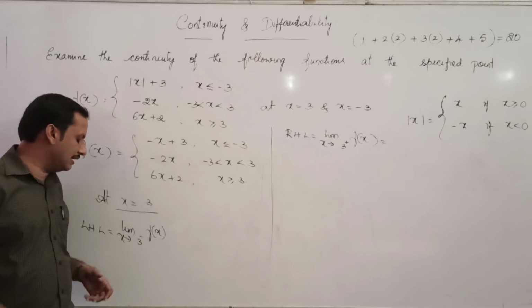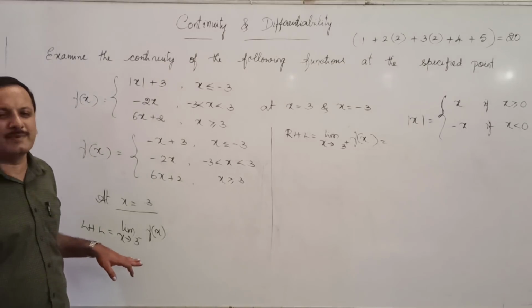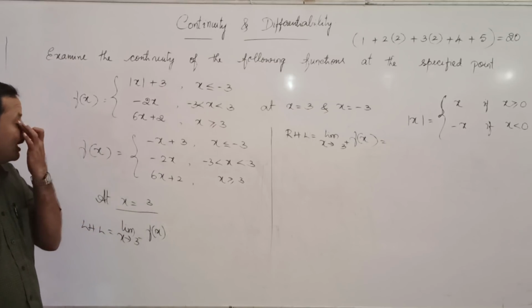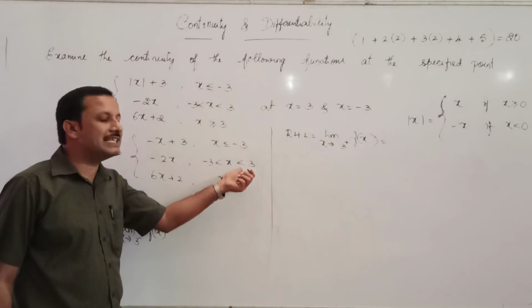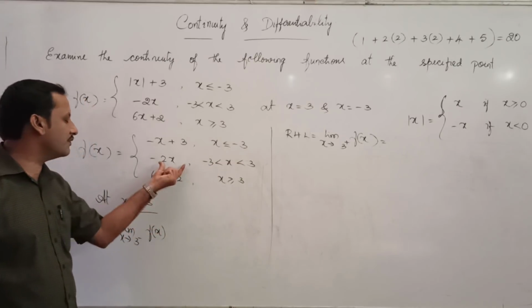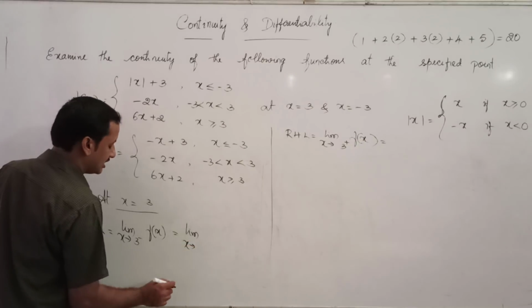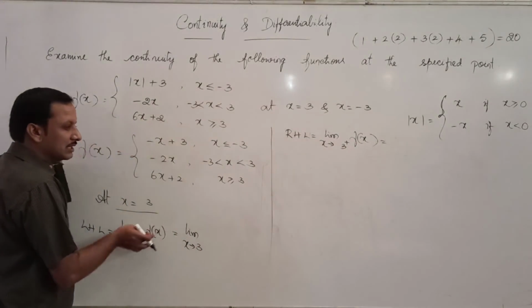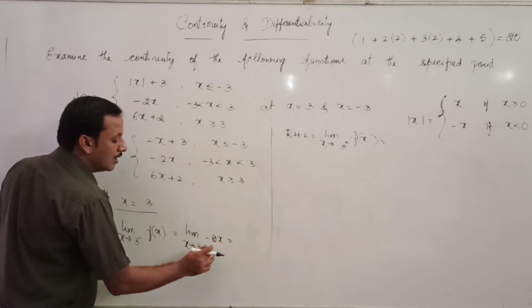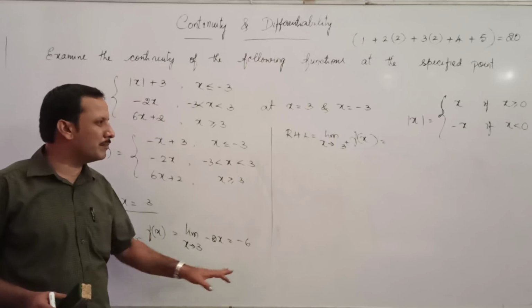So first left hand limit. Limit x extends to 3 minus f of x. Its meaning is that x is approaching 3 from the left side. When x approaches 3 from the left side, x is very close to 3 but less than 3. Then in that region, f of x is defined as minus 2x. So there it is defined as minus 2x. That I substitute here. Minus 2 into 3, that will be your minus 6. So left hand limit is minus 6.